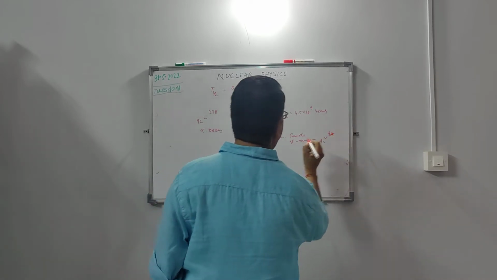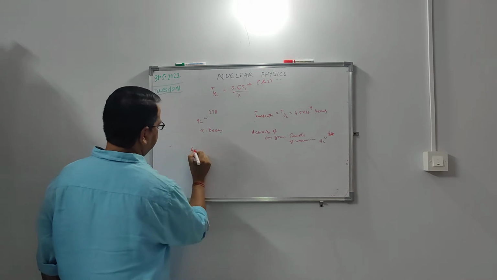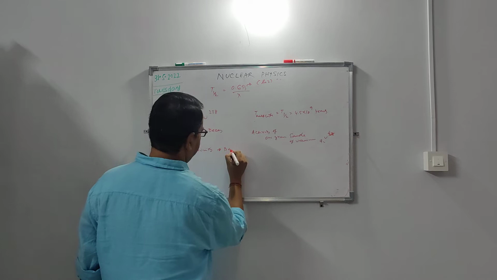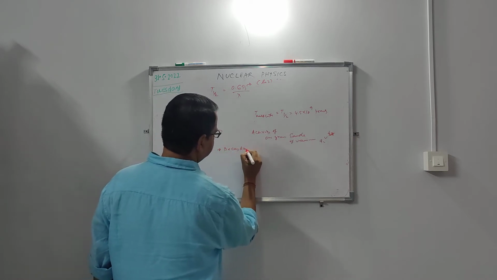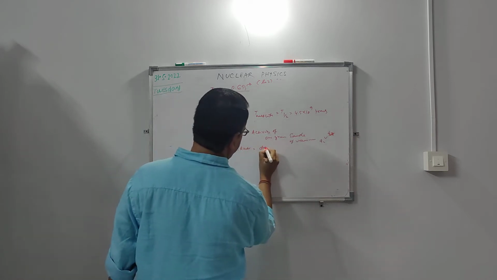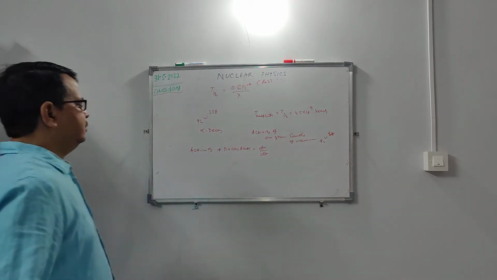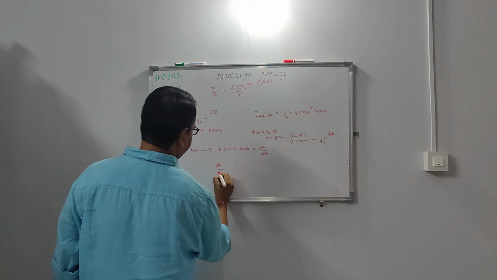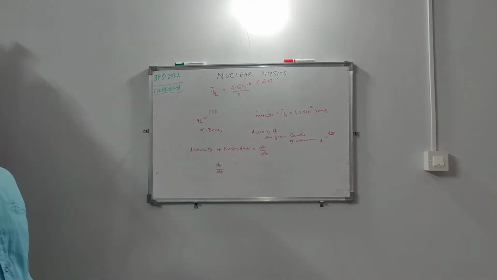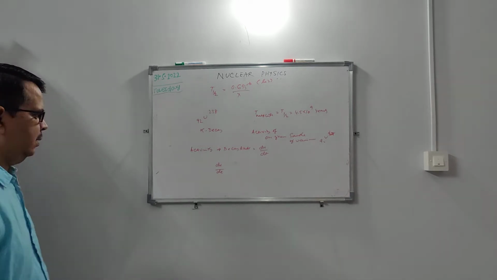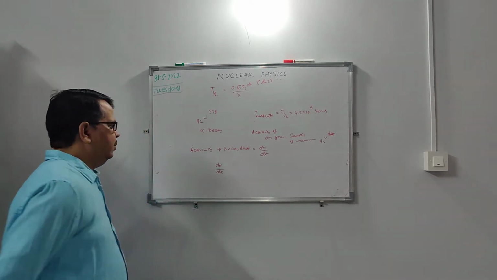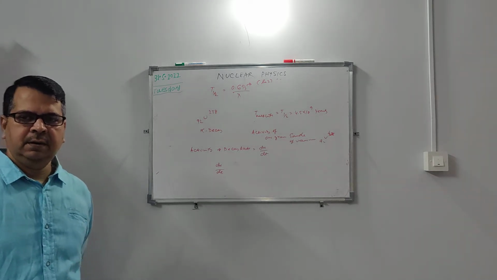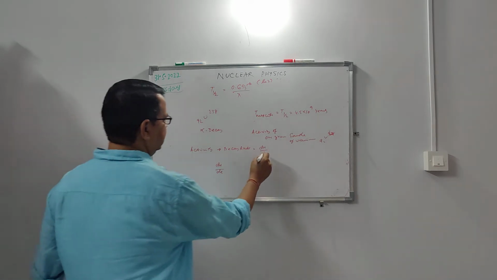Activity is nothing but decay rate, which is dN by dt. So you want to find your dN by dt. It is proportional to N, equal to lambda N. R is equal to lambda N. Yesterday we derived this. Activity means rate, so you have to find the decay rate, which is dN by dt.